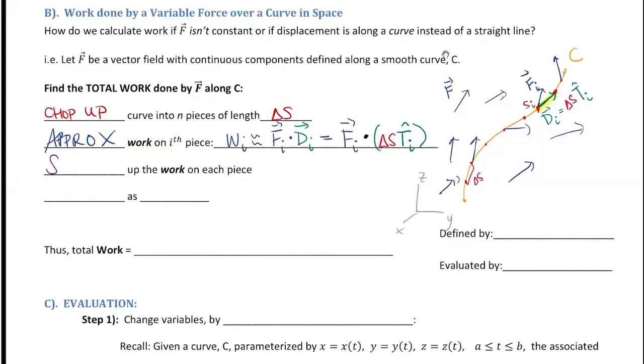And then we're just going to add this up. We'll do the same idea along all the other pieces, and then we'll take the limit as delta S goes to 0. So you can see we're going to get a limit of a Riemann sum again. Let's write out what we have here. I'm getting a limit as delta S goes to 0.